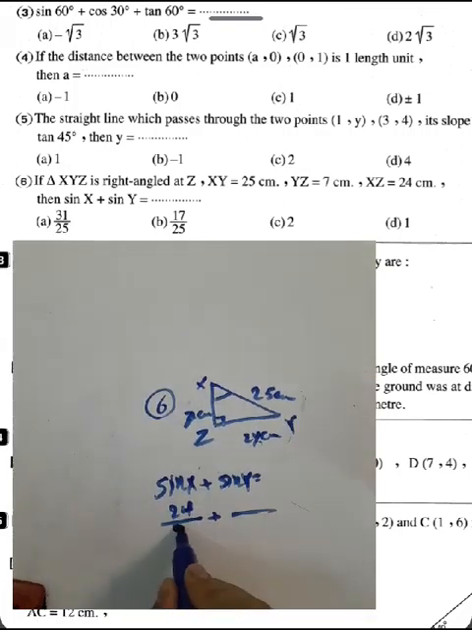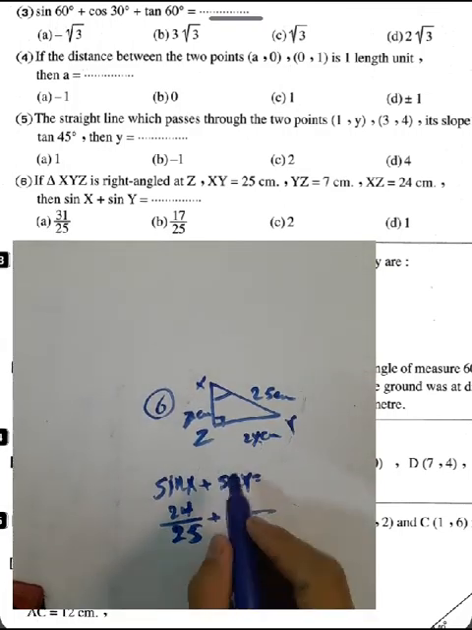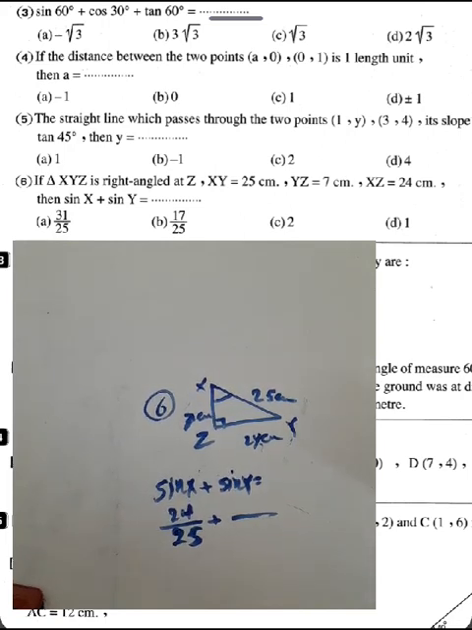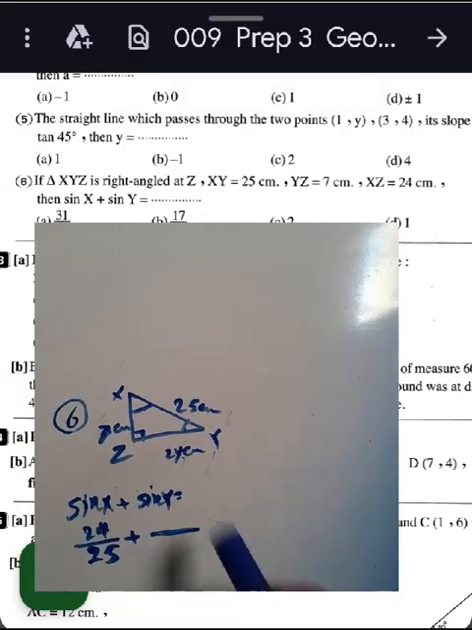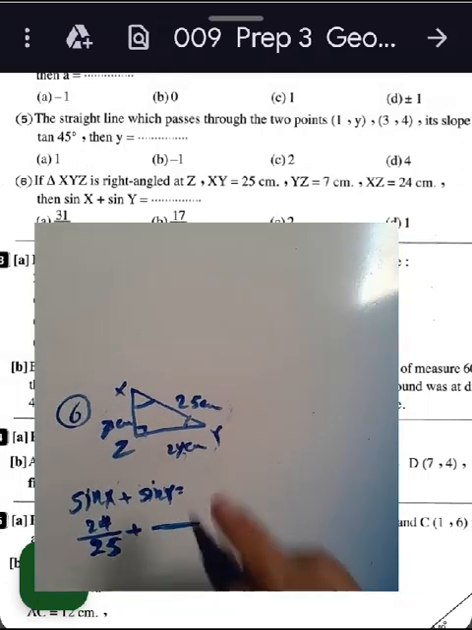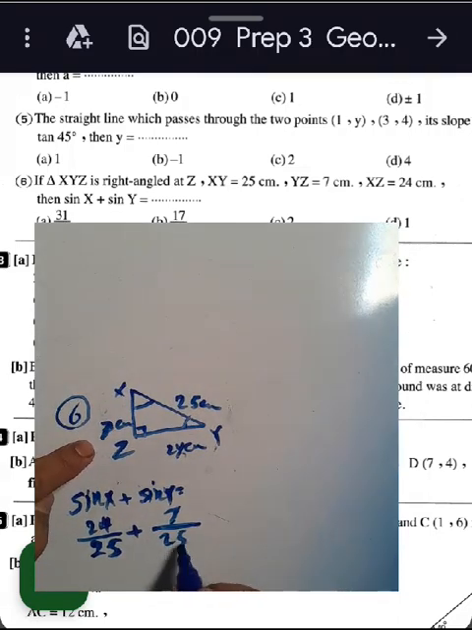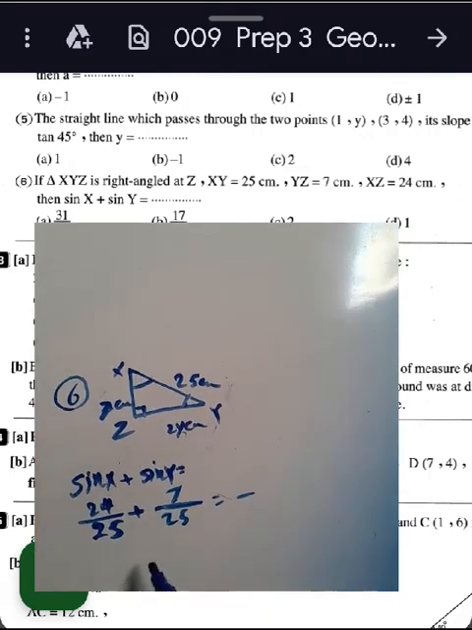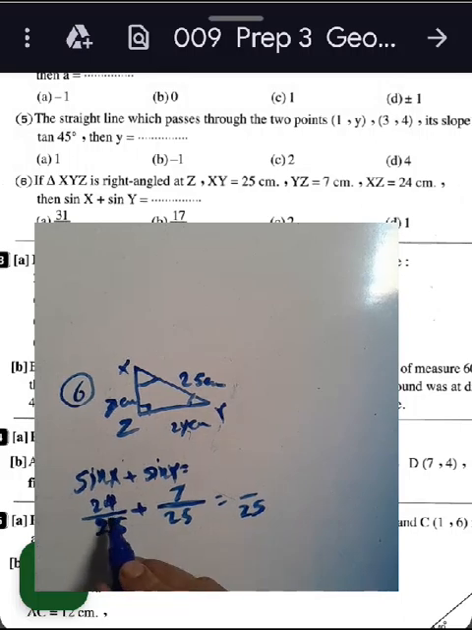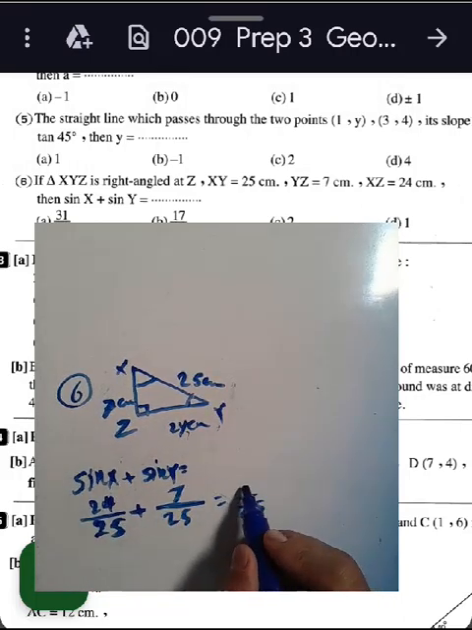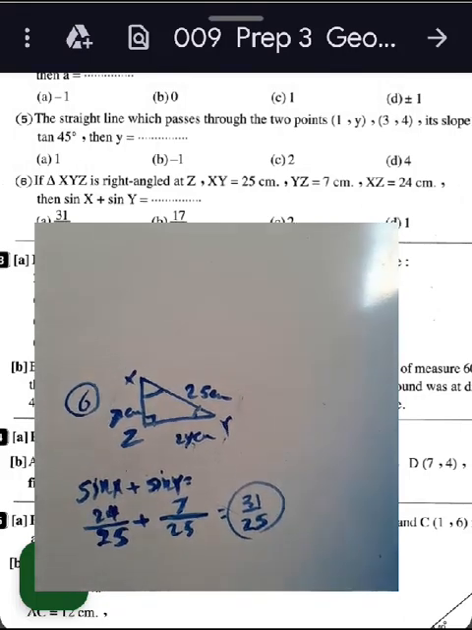is opposite over hypotenuse. Complete with me. Sine Y equals opposite 7 over hypotenuse. Then we can write 25 in the denominator, 24 plus 7 equals 31. The result will be 31 over 25.